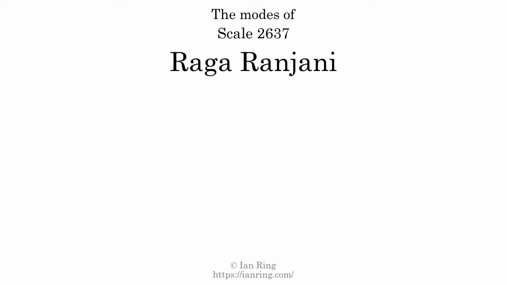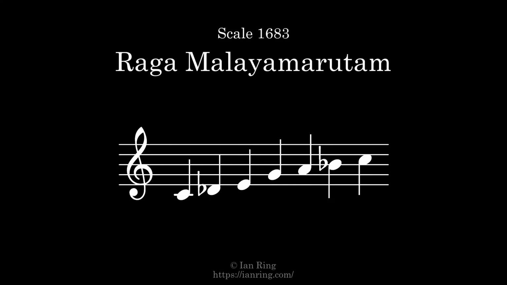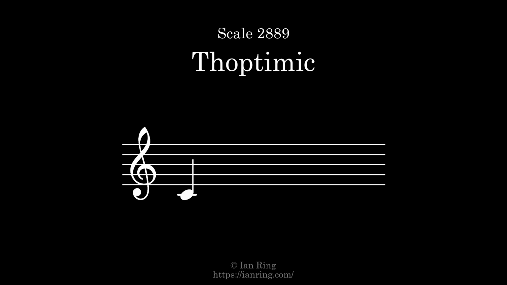This scale has 6 modes. The first mode is itself. The second mode is scale 1683, also known as Raga Marutam. It sounds like this. The third mode is scale 2889, also known as Hexatonic. It sounds like this.